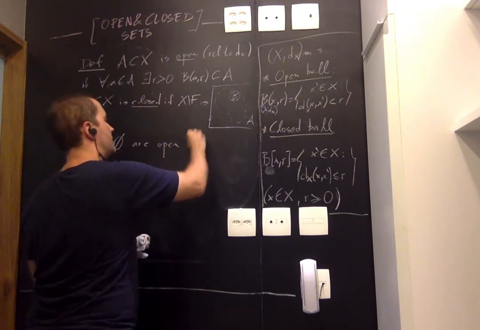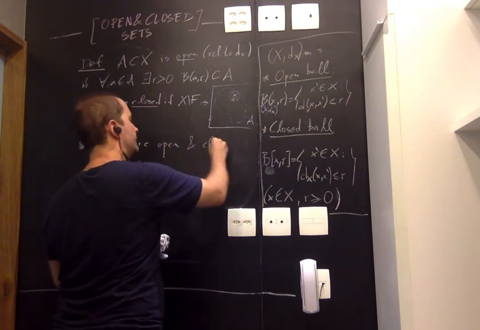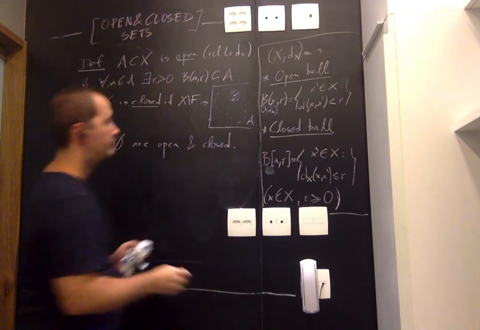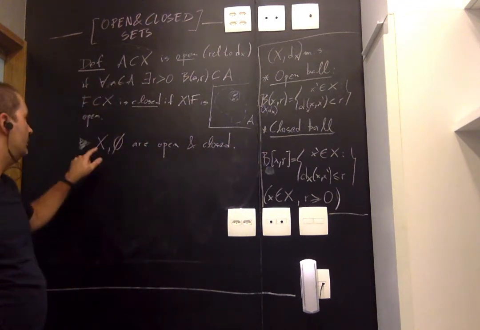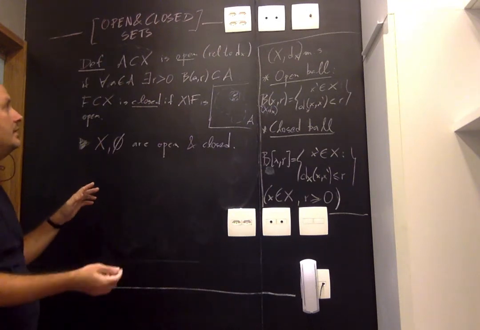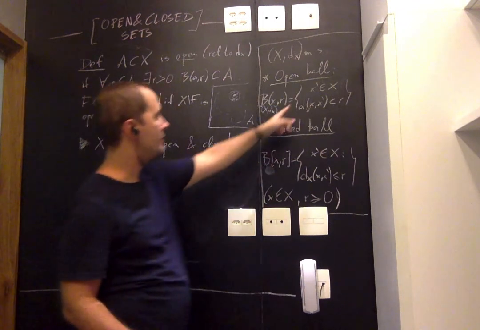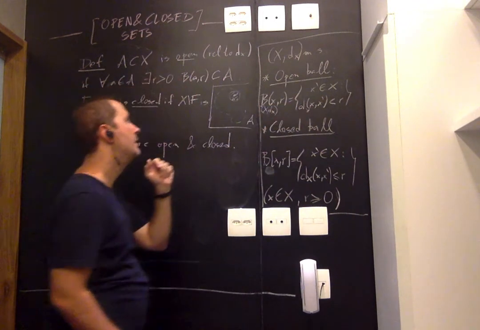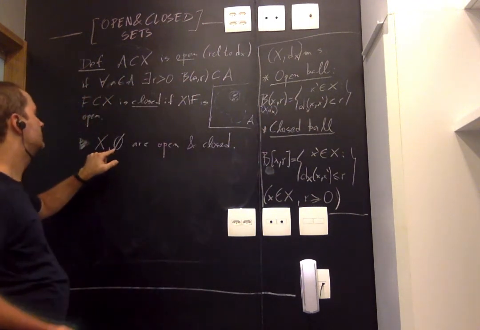Let me argue that these two sets are open and closed. Okay, why is X open? Well, given a point in X, I have to find a ball completely contained in X. But that's by definition, right? Balls are contained in X by definition. So any ball will do.